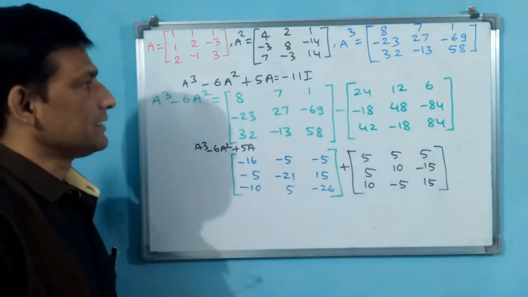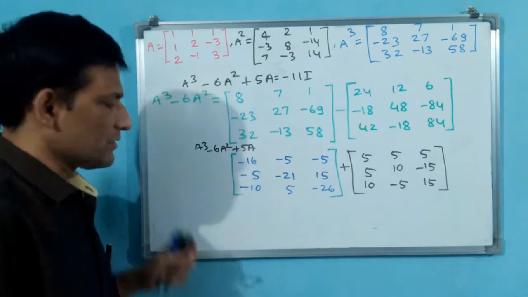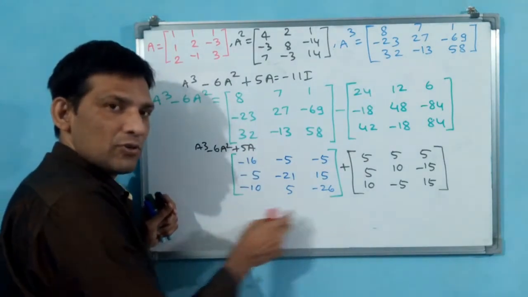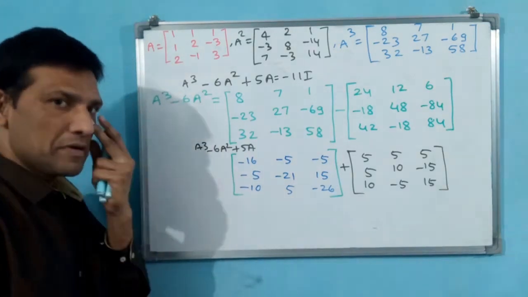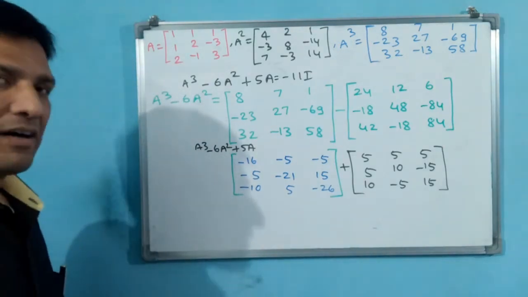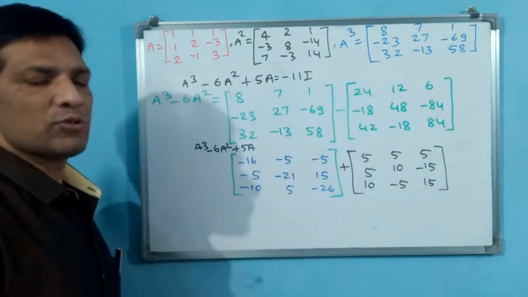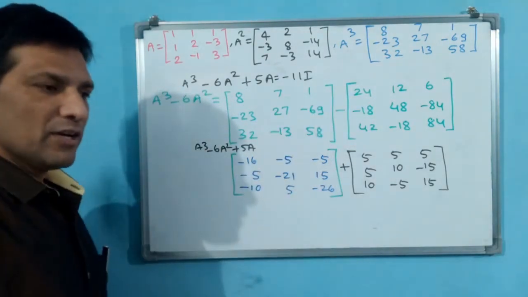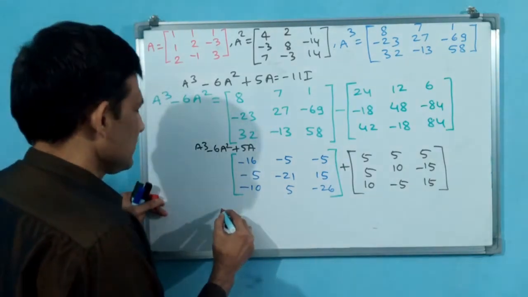Okay, now you add. See carefully. While adding, you have to get minus 11i, means minus 11 and all other entries 0. Minus 11 has to come. Or else 0, add 11i this side also, and finally you will get this 0. That also we can do, but let us do now.